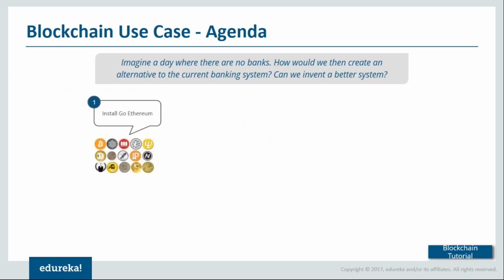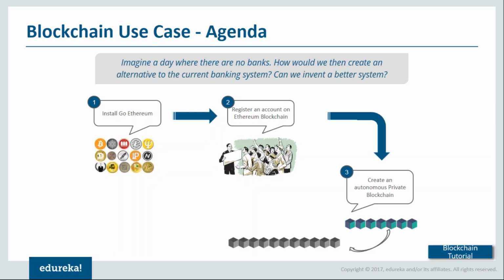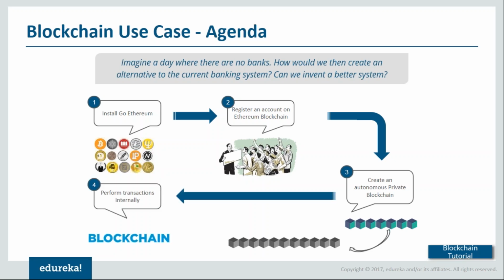For that, first we'll be installing Go Ethereum, and then we'll be registering an account to the Go Ethereum blockchain. Go Ethereum basically is an online blockchain system which helps you manage your cryptocurrency. Once you've done this, we'll create a private autonomous blockchain on our system itself, and then perform transactions internally. Now these are mock transactions, but it'll at least give you a complete idea of how a blockchain system works as a whole.